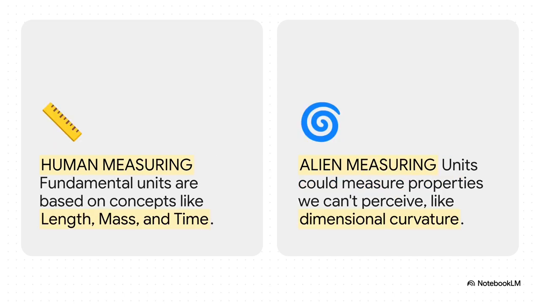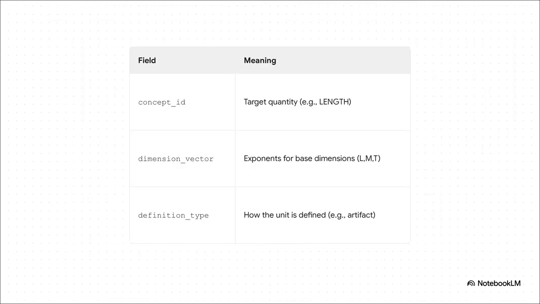Next up, measure. Our entire system of physics is built on quantities like length, mass, and time. But would those be fundamental to their reality? Their standardized units might measure properties we literally don't have words for, like hypervolume or dimensional curvature. You can kind of think of that last one as the way their extra dimensions might bend or fold in on themselves. It's wild.